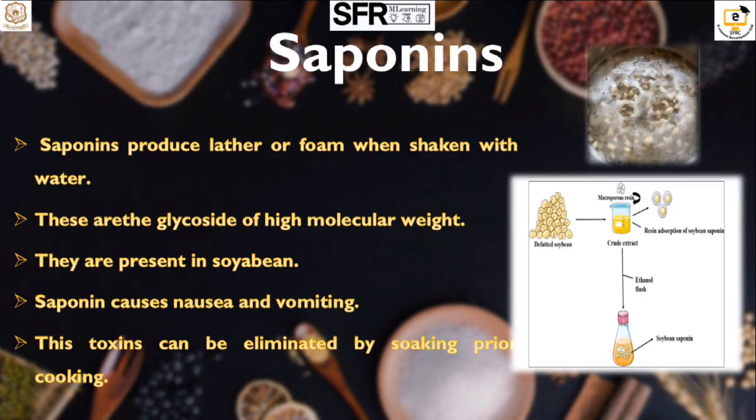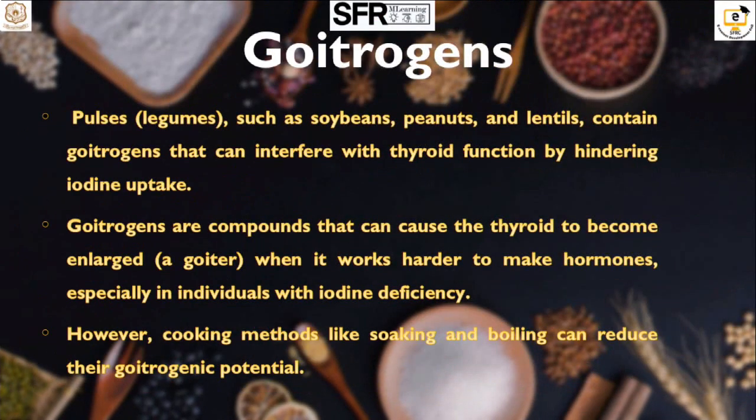The next one is goitrogens. These are anti-nutritional factors present in pulses. Mostly they interfere with iodine uptake by the thyroid gland. Thiocyanate, isothiocyanate and their derivatives are present in soya bean, groundnut and lentils. Excessive intake of these foods in the face of marginal intake of iodine from foods and water may lead to precipitation of goiter.